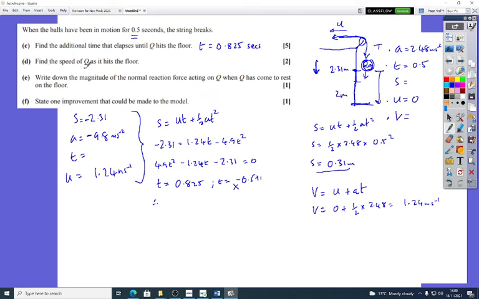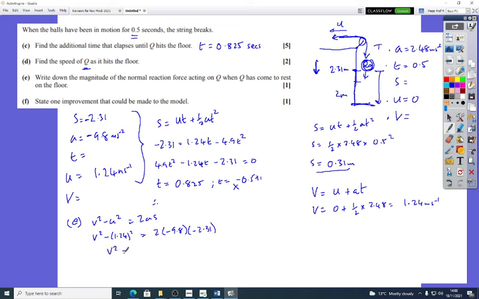Find the speed at which Q hits the floor. Okay, so that's the final velocity. We need to find v. Again, we can put all these same figures in and work out what v is. So I'm going to use the simple one, v squared minus u squared equals 2as. Now v squared I want to find out. u is minus 1.24 squared, 2 times, using this, minus 9.8, and displacement is minus 2.31.